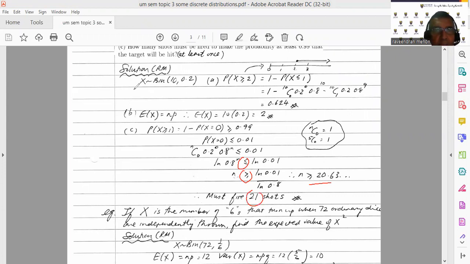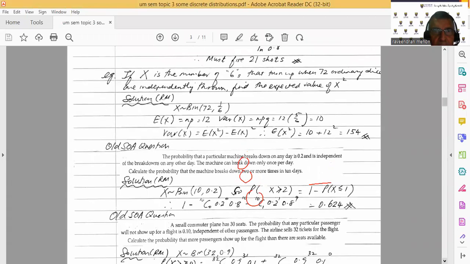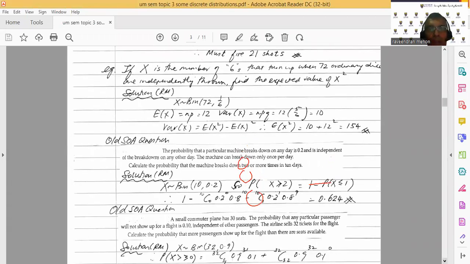Let's look at the next example. Let me look at my sheet of paper and see whether I have anything that I have missed out. Sometimes I make some notes here to tell you about it. No. Okay.